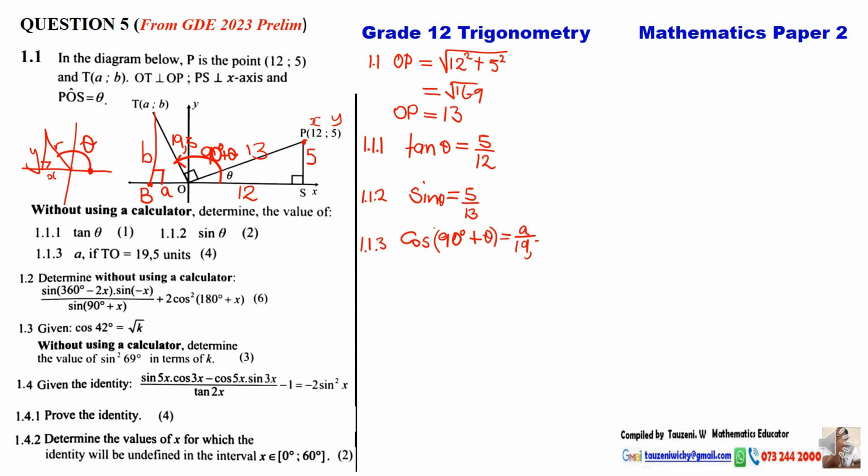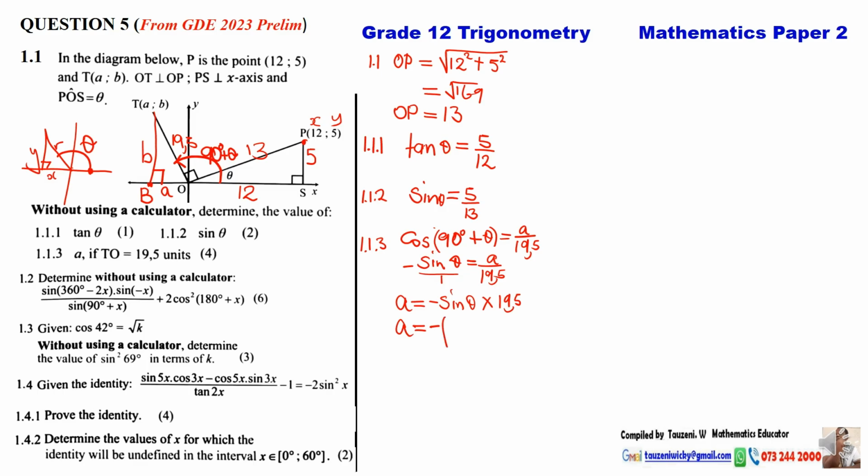19.5. Then from here, we know that the cos of 90 plus theta is a cofunction. So that one we can express it as the sine of theta, negative sine theta. This is equal to A divided by 19.5. Then after that, you cross multiply to get the value of A. A is equal to negative of sine theta multiplied by 19.5.